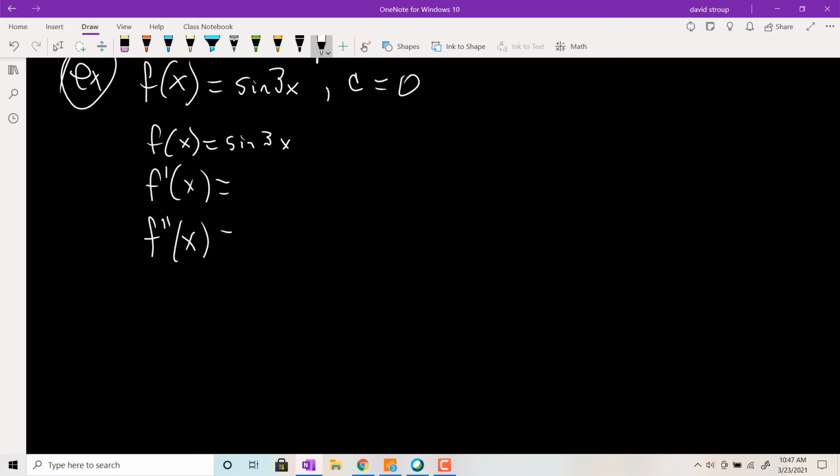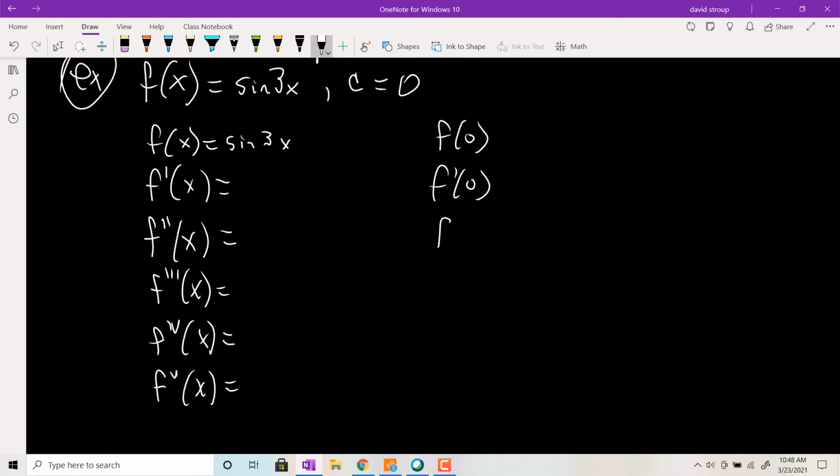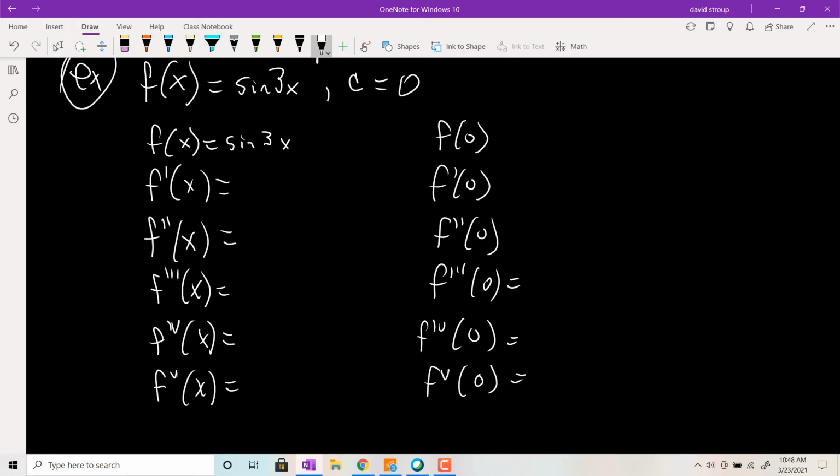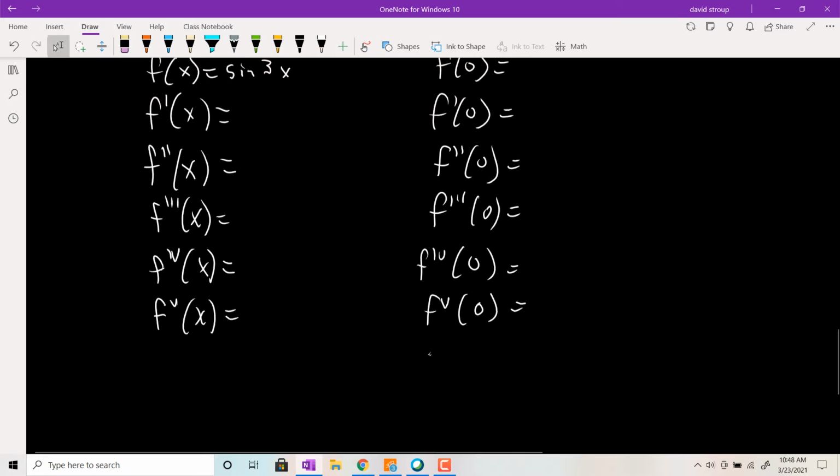So I usually just go down and make enough so I can see the pattern, usually for trig functions like sine and cosine, down to the 5th derivative. Over here I'm evaluating them all at 0. And then for the summation notation, I'm going to need the nth derivative if possible. Hopefully I can make that happen.